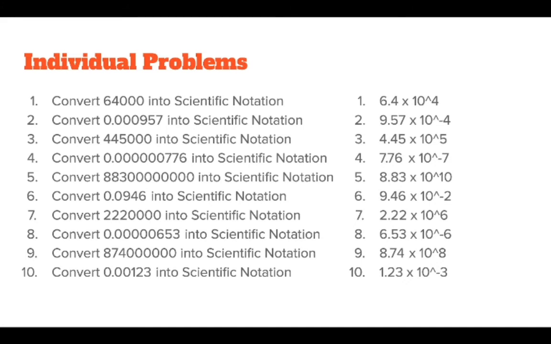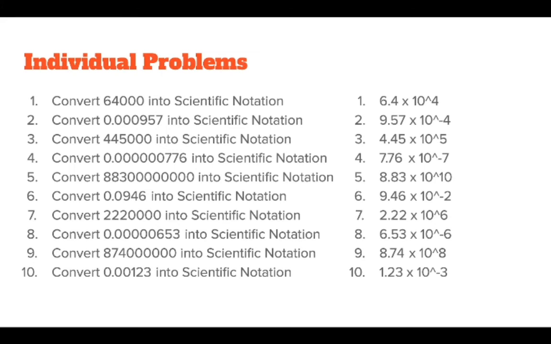The answer to the first question is 6.4 times 10 to the 4th. The answer to the second question is 9.57 times 10 to the negative 4th. The answer to the third question is 4.45 times 10 to the 5th. The answer to the fourth problem is 7.76 times 10 to the negative 7th.